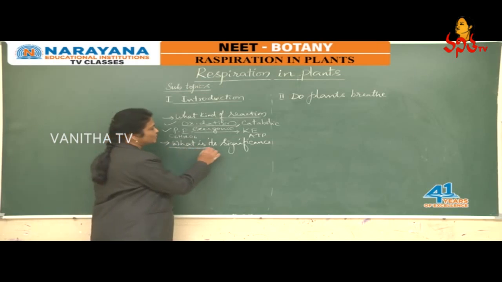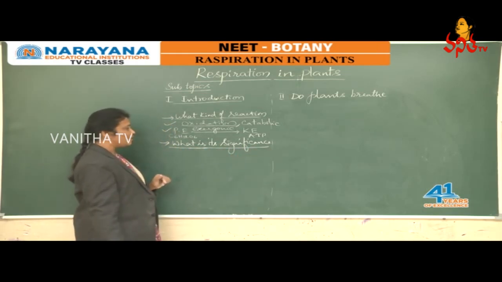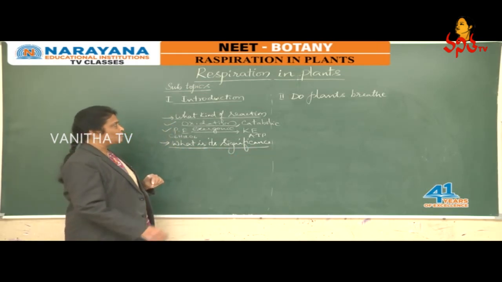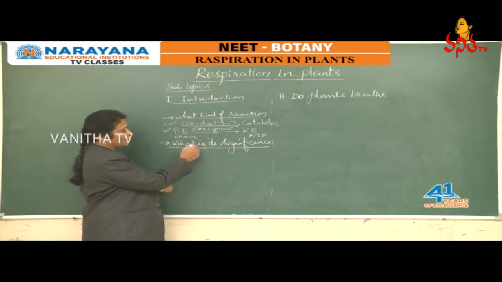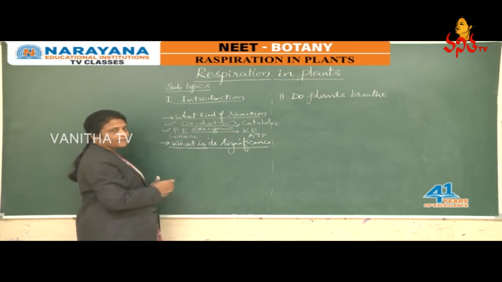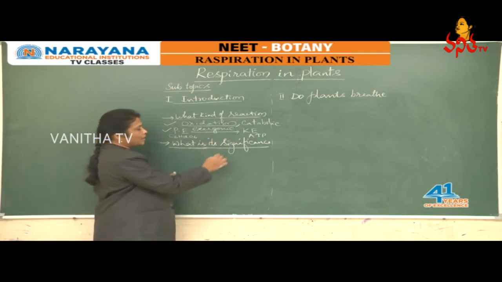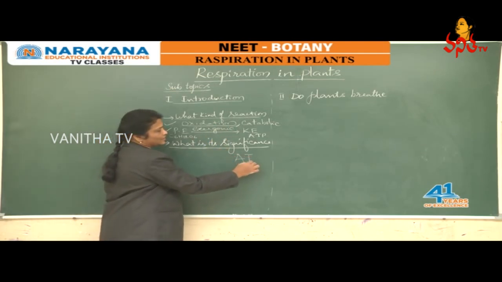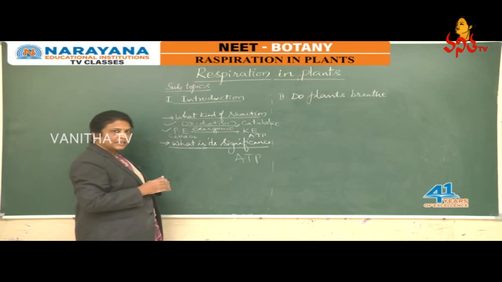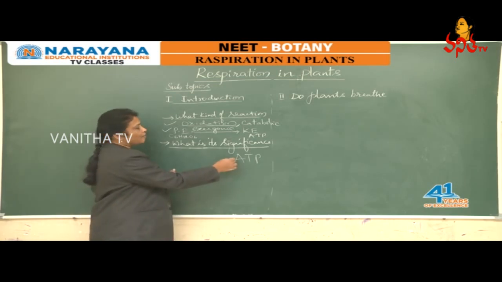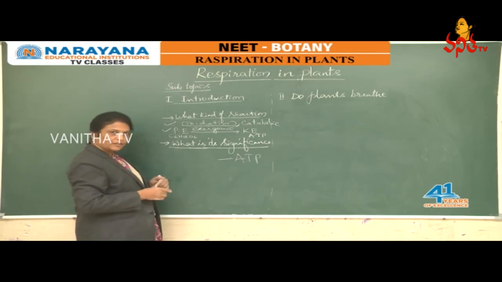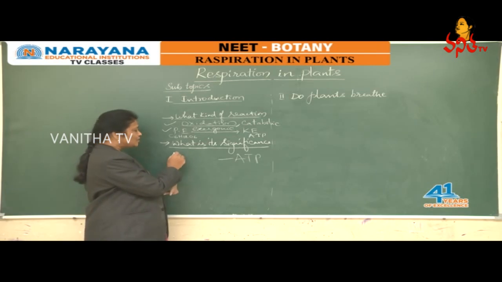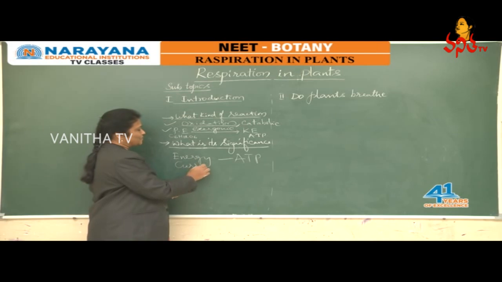Now, let us follow the second question here. What is its significance? The significance of respiration we already followed: production of chemical energy, the available form of energy, that is ATP, adenosine triphosphate, which is the available form of energy for cellular activities and is considered the energy currency or cellular currency.